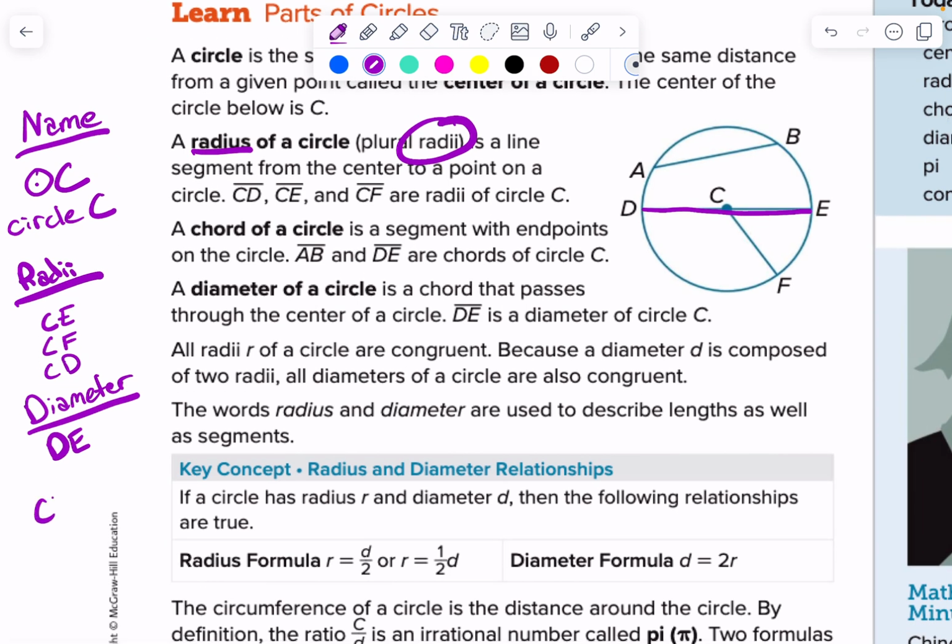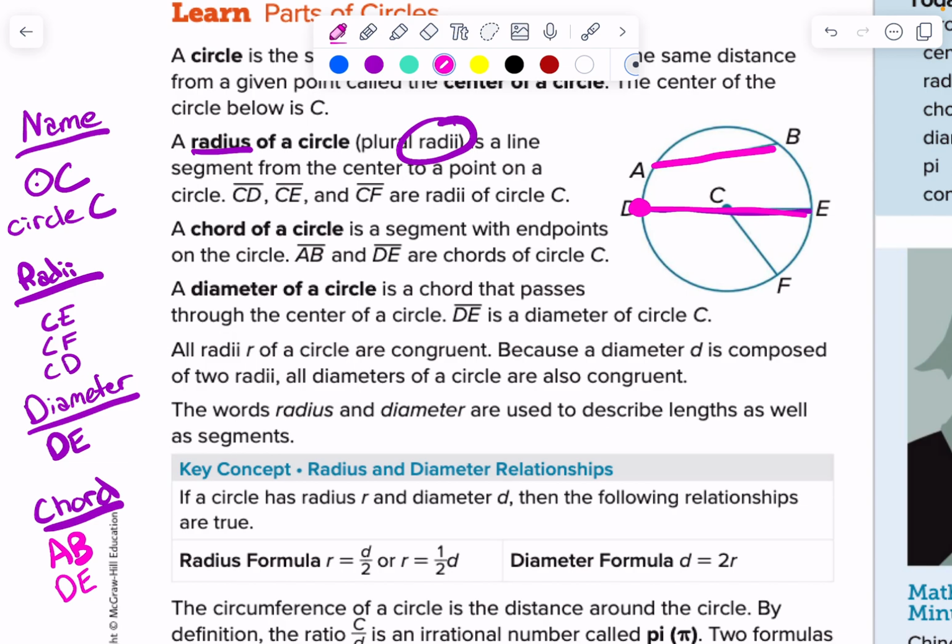And then we have another vocabulary word that's called a chord, C-H-O-R-D. And a chord just starts at one end of the circle and goes to the other end. Doesn't necessarily have to go through the center, okay? So this AB would be an example of a chord. DE, even though that is the diameter, is technically a chord as well.